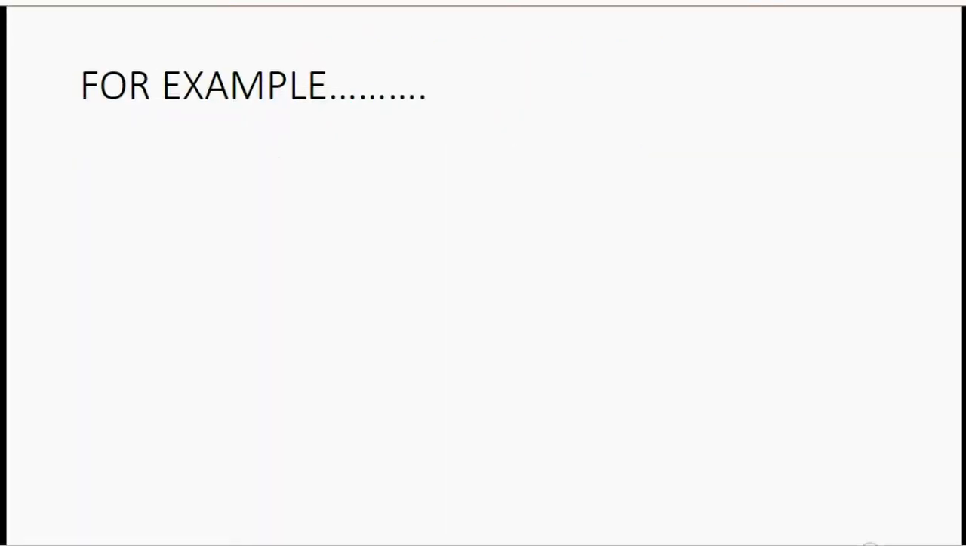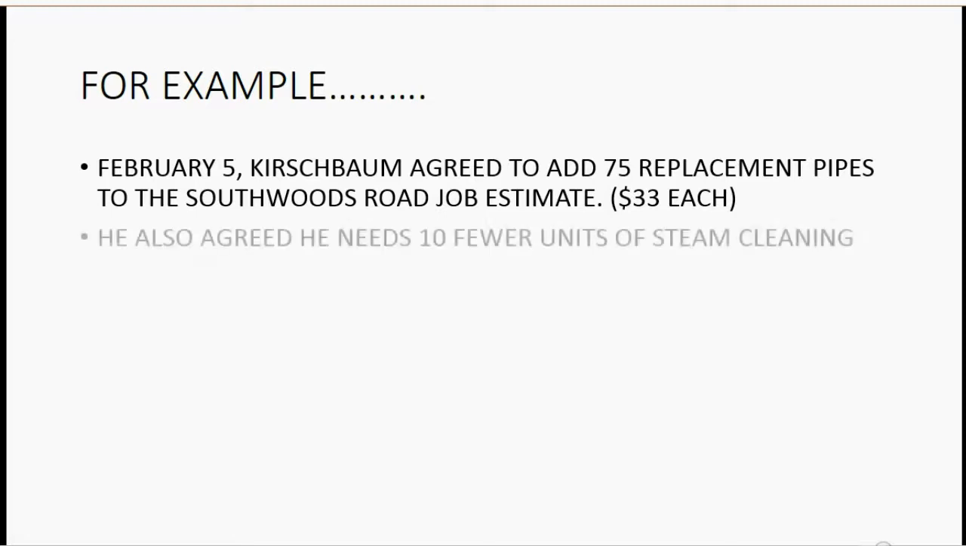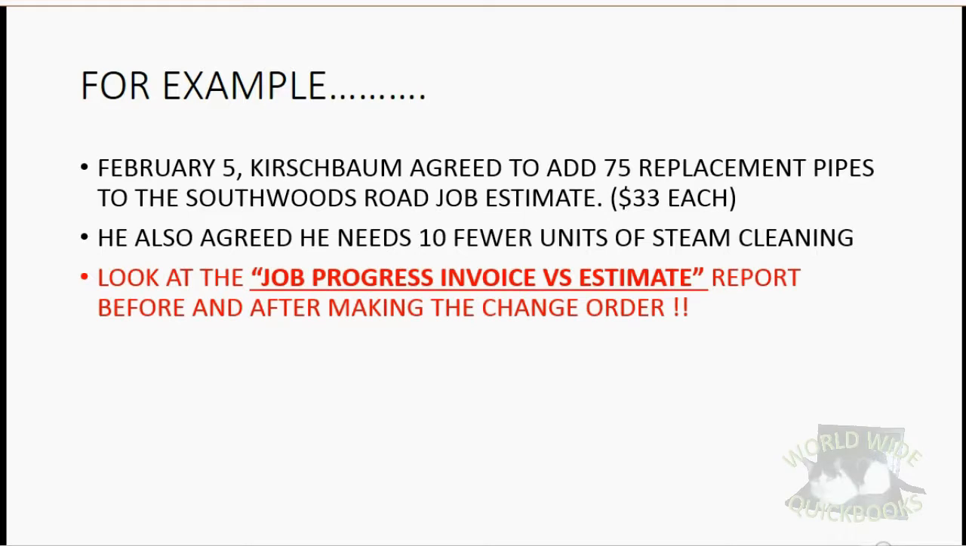For example, let's imagine on February 5th, Q.B.O agreed to add 75 replacement pipes to the Southwoods Road job estimate, and we charge him $33 for each one. He also agreed he needs 10 fewer units of steam cleaning. We should look at the job progress invoice versus estimate report both before and after making the change order.